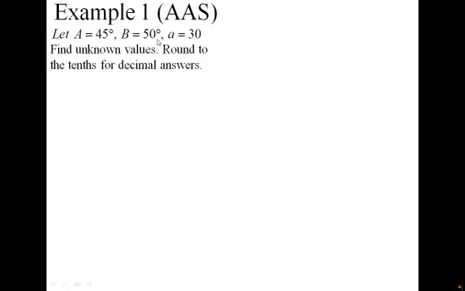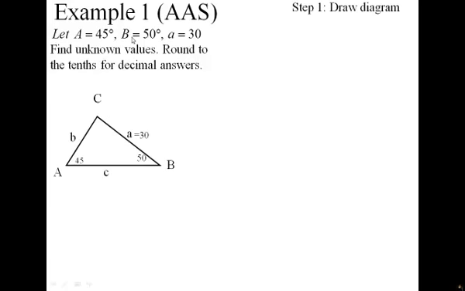Alright, so example number 1, we're going to have a problem like this where they give us an A, a B, and a little a. Find the unknown values. Step 1, draw a diagram. So I drew a diagram like this. Keep in mind that it could have been different. You could have drawn something like this, A, B, C, then your labels are just going to be slightly different. That's a C.